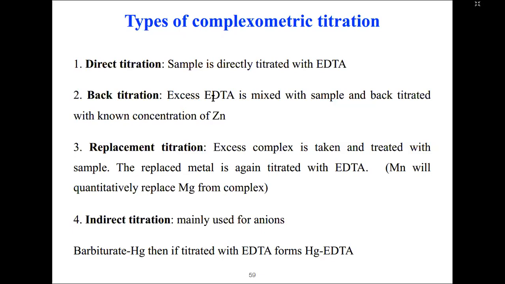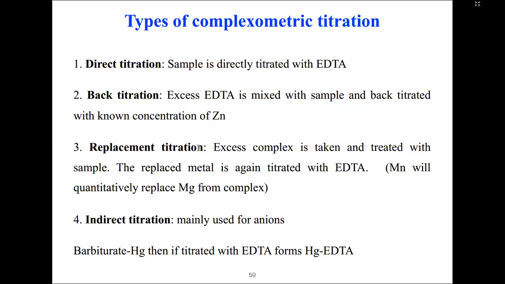So you subtract the leftover, that will give you the used up EDTA. Now, once you know the used up EDTA, its concentration and its volume, you can determine the concentration of the unknown solution or the concentration of analyte. Okay. So this is direct titration. The second one is back titration. You first do excess and then do back titration.